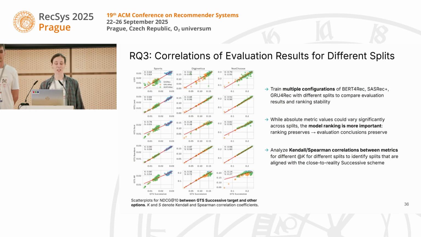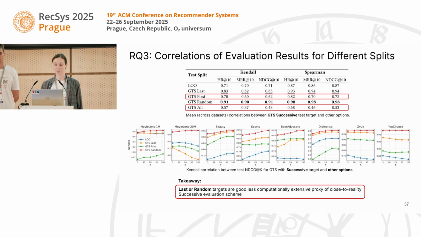We know that absolute metric values vary across splits, so the ranking of models matters most. We trained multiple configurations of sequential models and analyzed Kendall and Spearman correlations between metrics for different splitting strategies to identify splits which are better aligned with successive evaluation scheme.